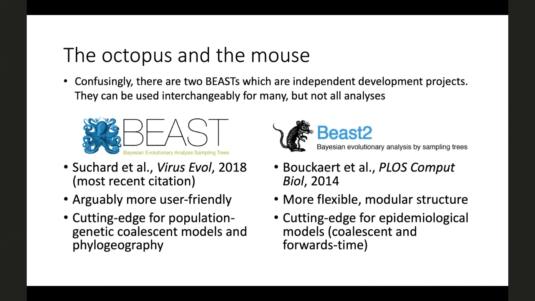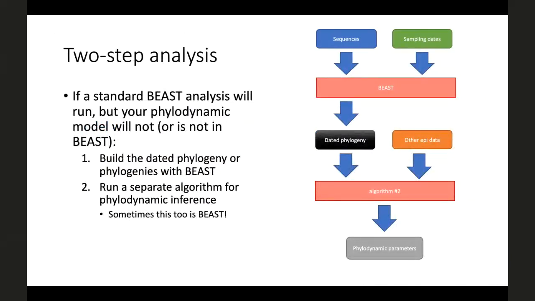So BEAST, or BEAST 1, is older. It's, I would say, arguably more user-friendly, and there are more cutting-edge methods for population genetic coalescent models than for phylogeography in BEAST 1, whereas BEAST 2 has more of a flexible modular structure. It's designed to be a bit more like R, so you can download separate modules and run them. And most of the epidemiological models, either coalescent or forward time, tend to go into BEAST 2 before BEAST 1.